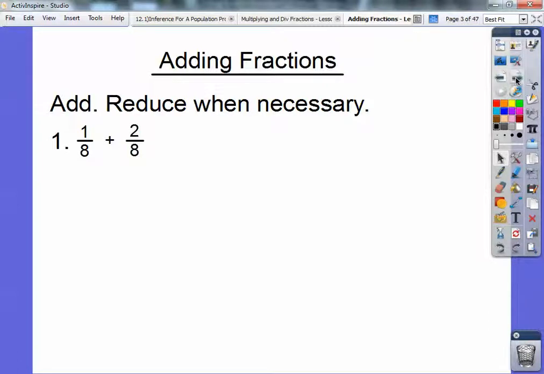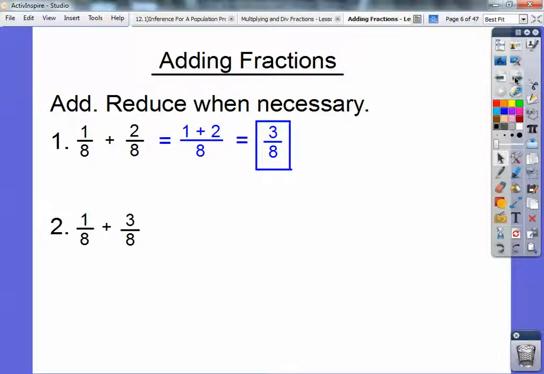So here's number one, 1/8 plus 2/8. Okay, so these already have common denominators of 8, so you can go ahead and just add the numerators, and it's over 8. It's over the same common denominator. So 1 plus 2 is going to get you 3/8. Okay, so they just have to be the same denominators, and if they're not, then I'm going to go ahead and make them the same. That's where we get common denominators, but that's coming up.